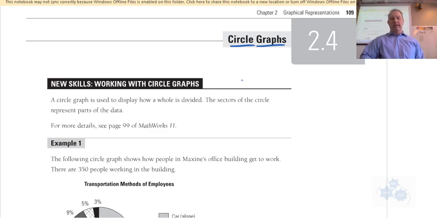Working with pie charts. A circle graph or a pie chart is used to display how a whole is divided. Now, not a hole in the ground, but one complete whole, 100%. So something that's full, 100%. So how something is divided up, right? The sectors of the circle graph represent parts of the data.